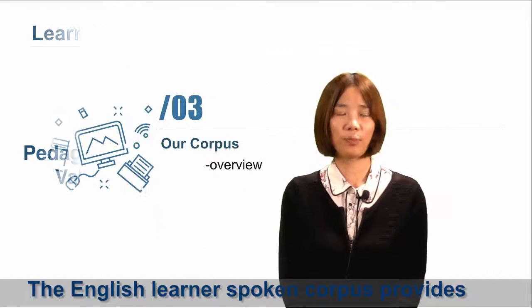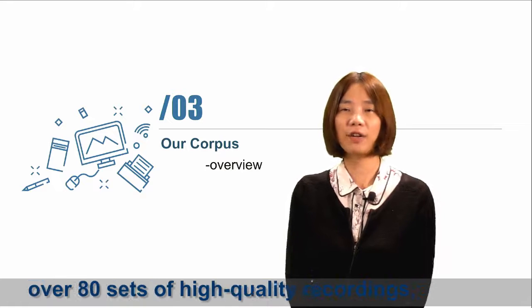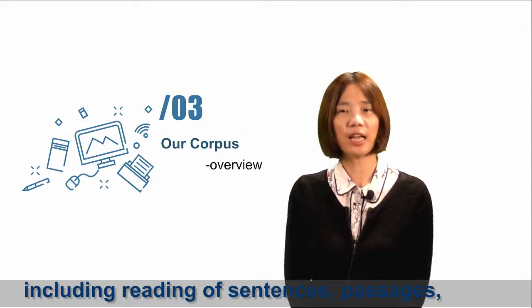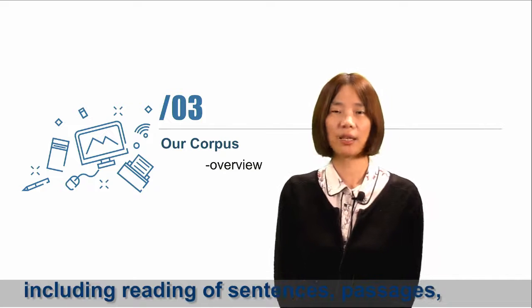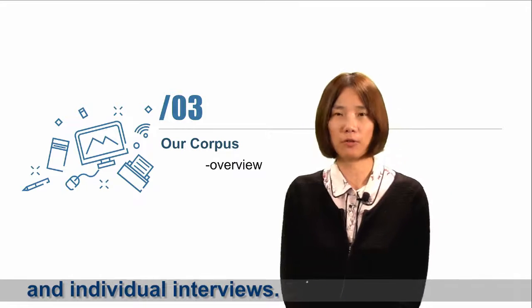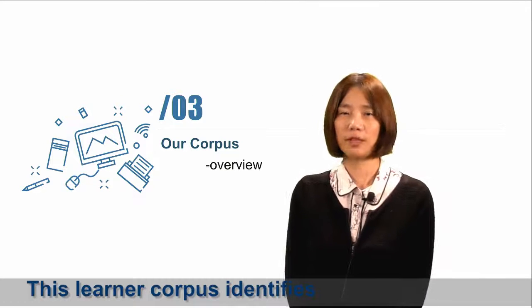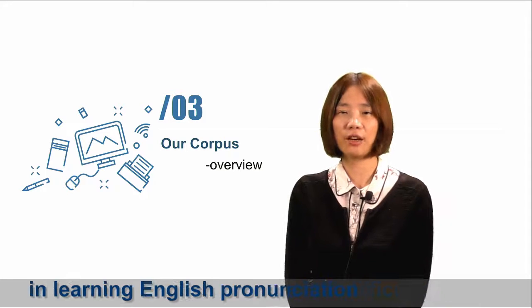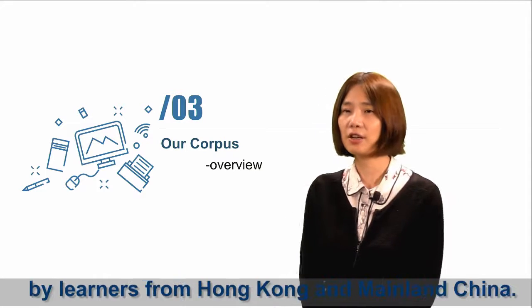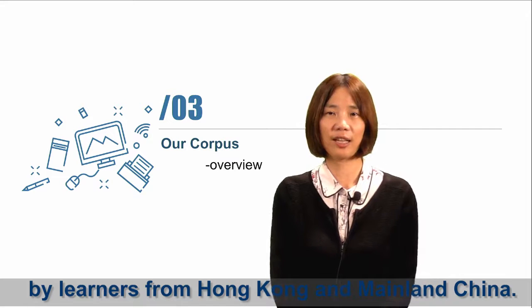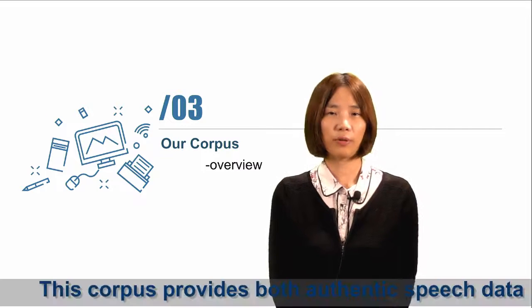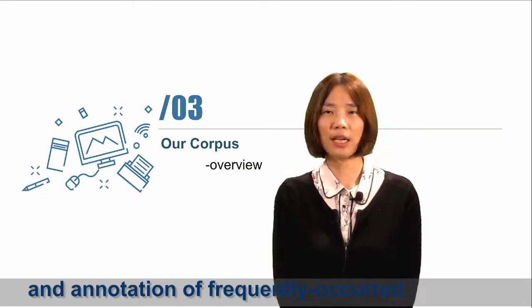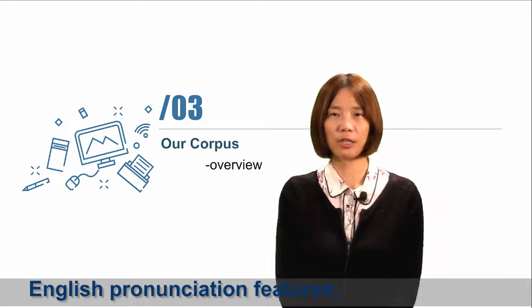The English Learner Spoken Corpus provides over 80 sets of high-quality recordings, including reading of sentences, passages, and individual interviews. This Learner Corpus identifies segmental and super-segmental difficulties in learning English pronunciation by learners from Hong Kong and mainland China. This corpus provides both authentic speech data and annotation of frequently occurring English pronunciation features.